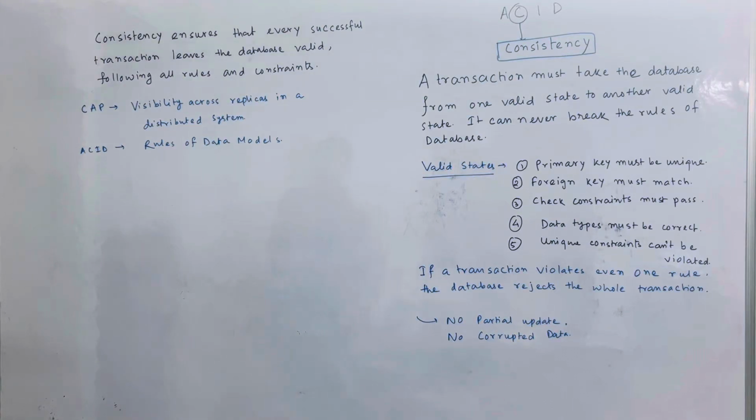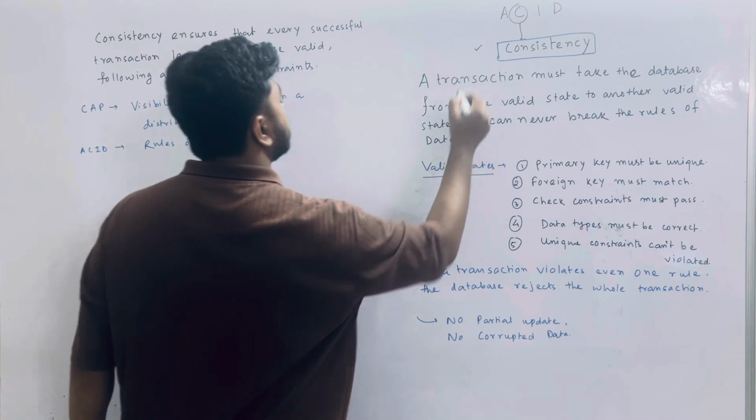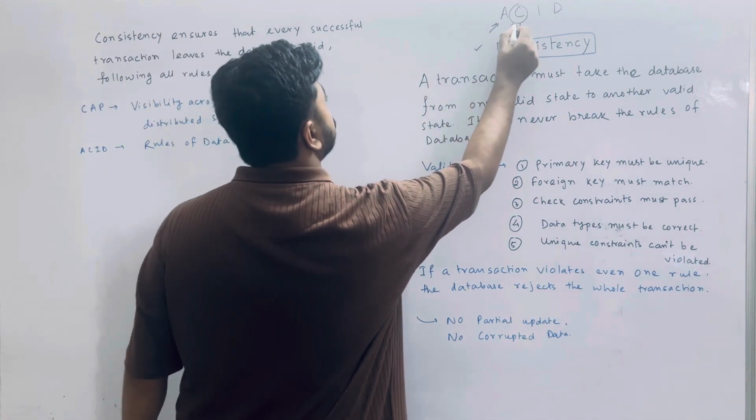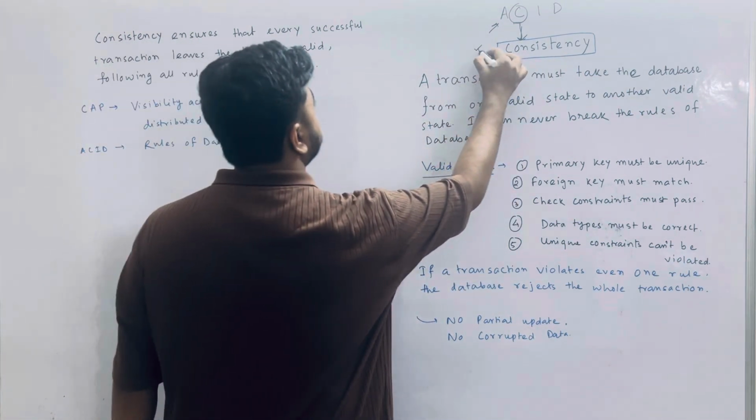Hello guys, so today in this video we will study consistency. In ACID properties, earlier we have studied atomicity, so C is for consistency. C defines consistency, so we will study about consistency.